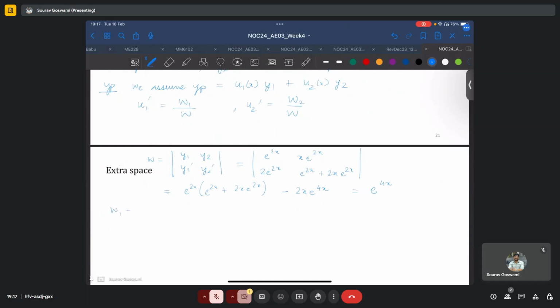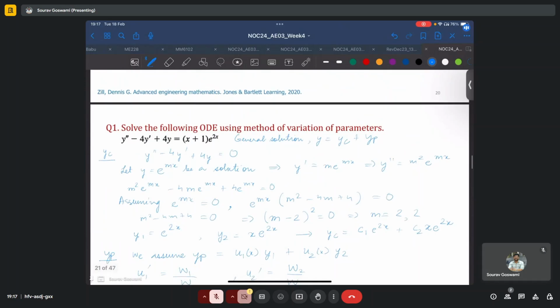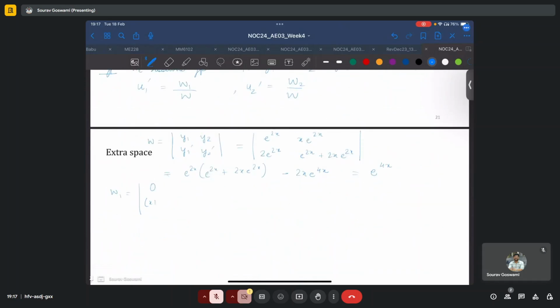What about the Wronskian w1? Here we will replace the first column by 0 and fx. 0, fx is (x plus 1) e power 2x. The second column remains unchanged: x e power 2x, e power 2x plus 2x e power 2x. The first term is simply 0, so this is minus (x plus 1) e power 2x times e power 2x, which is e power 4x.